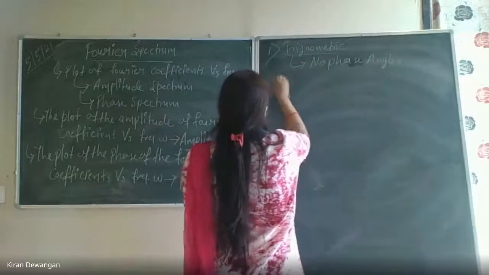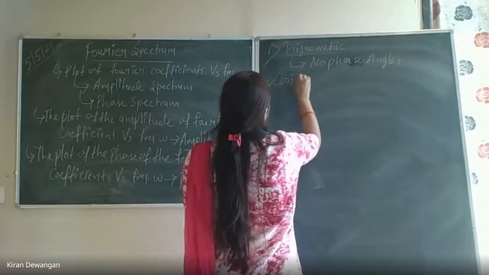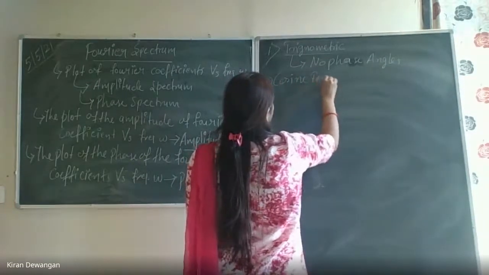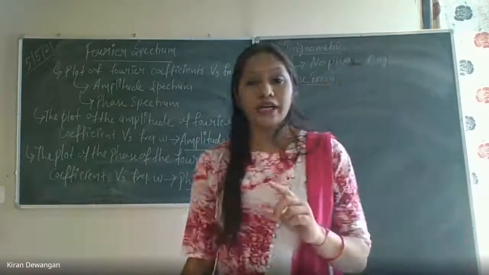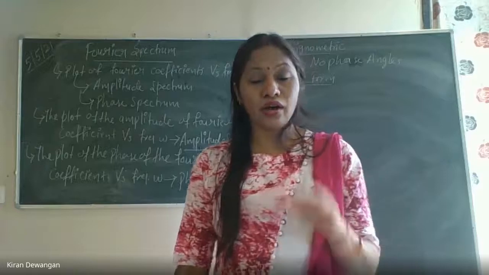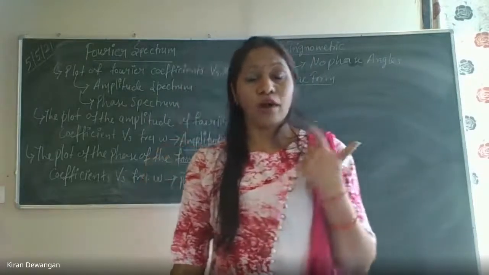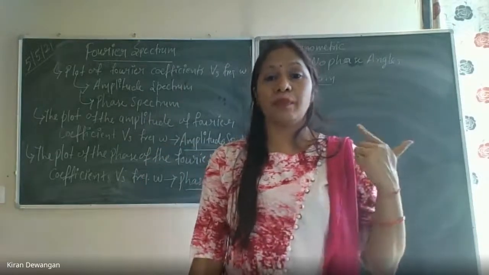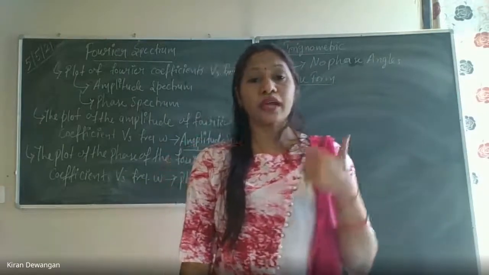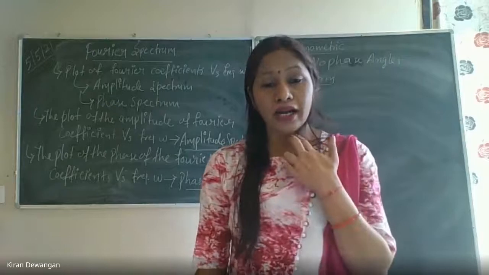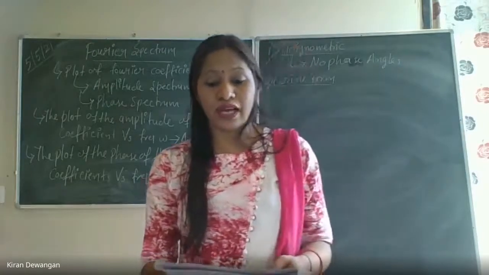Now, if I am going to the cosine form, in cosine form we are calculating in terms of capital A naught, capital A n also. We calculate capital A naught, we calculate capital A n, and we also calculate theta n. We'll be getting all the three values in cosine representation.